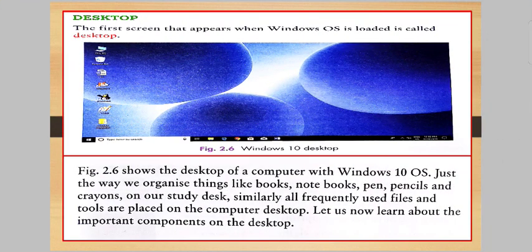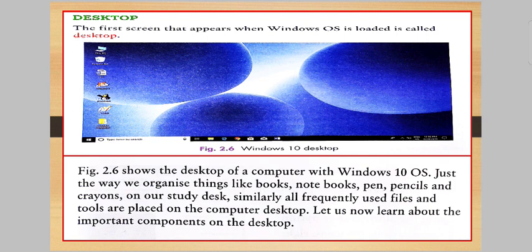Here you can see the image of a desktop. This is the first screen that appears when the Windows OS is loaded, and it is called the desktop. This is the desktop screen of a computer with the Windows 10 OS, and here you can see some icons. Just the way we organize things like books, notebooks, pen, pencil and accessories on our study desk, similarly, all frequently used files and tools are placed on the computer desktop.